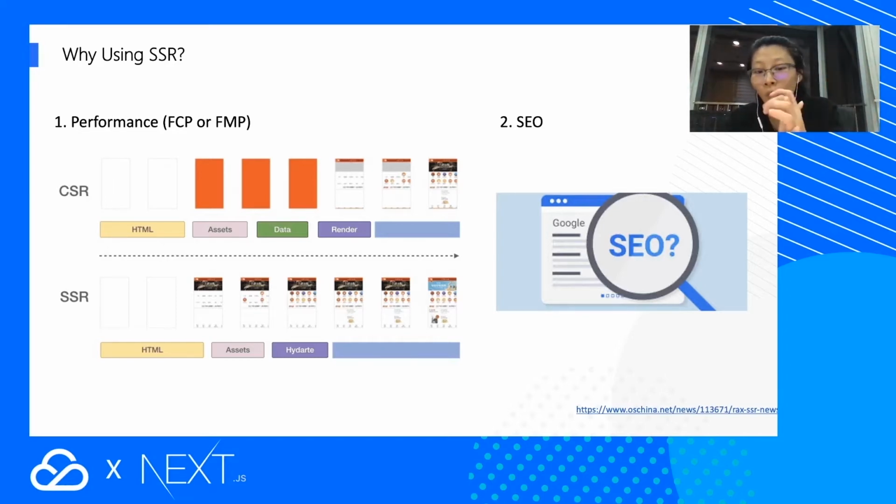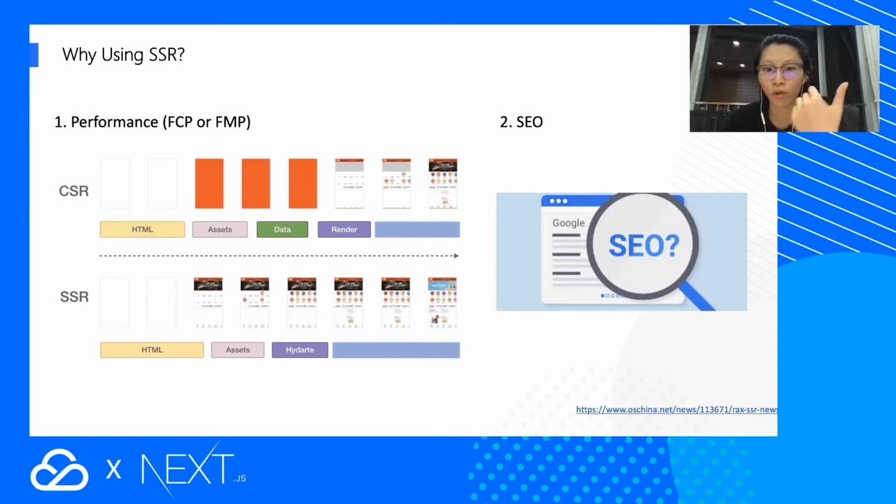And the second one is related to SEO. Compared with CSR, in server-side rendering all the HTML content is present in the source code, which means the search engine can request and index it immediately, resulting in a faster time to actually appearing and ranking in the search results.